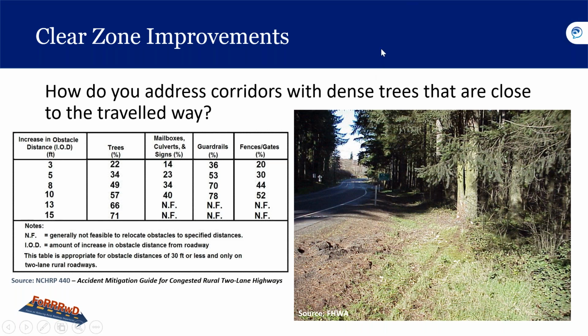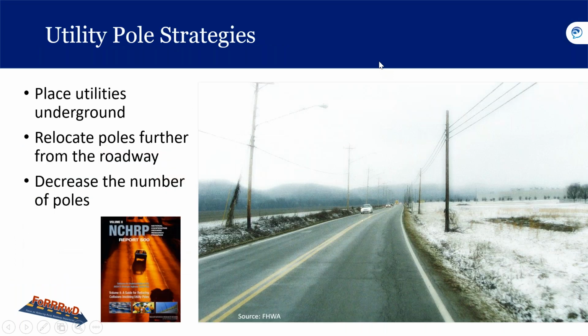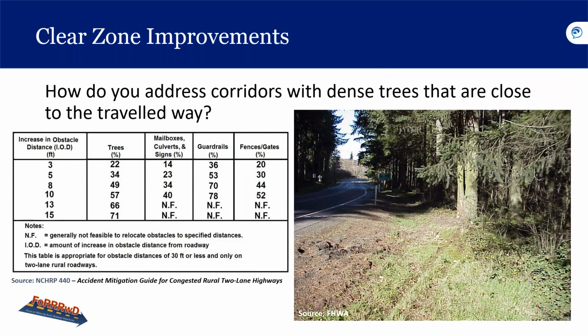Okay, so clear zone improvements with trees. It's understood that removing a single tree may be much easier than clearing out a dense forest. Can an incremental increase in the clear zone be achieved? Are there any strategies to keep vehicles on the roadway? So we're looking at this picture. We've all seen situations like this.